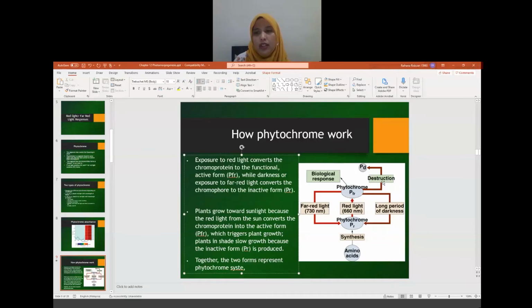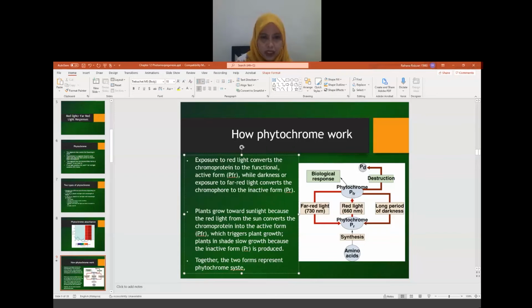This leads to some biological responses depending on the situation. Plants grow towards sunlight because the red light from the sun converts the chromoprotein into the active form PFR, which triggers plant growth. Yes, PFR is the active form. Once active, they can do everything. They tend to fasten their growth and carry out all the cell activities in a very active way.